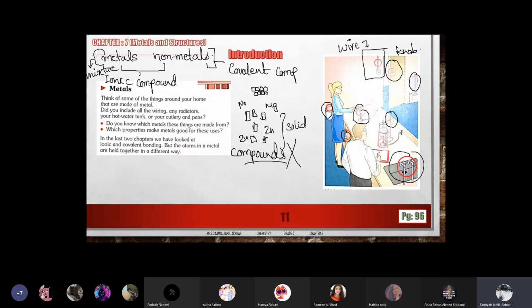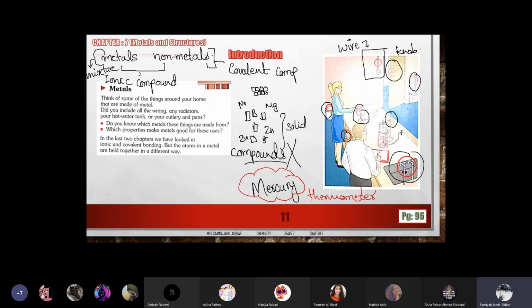Most of the things around us are made up of metals. So these metals are really important to study, as they are all solids at room temperature except only one metal, which is mercury. We all know that mercury is a liquid at room temperature. Where is mercury present? In thermometers. Yes, liquid mercury is present in thermometers. Apart from mercury, all of the metals are solids.